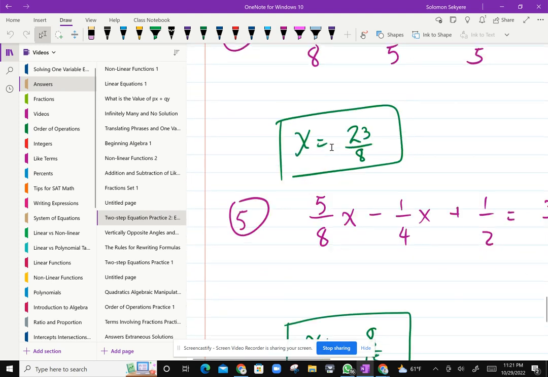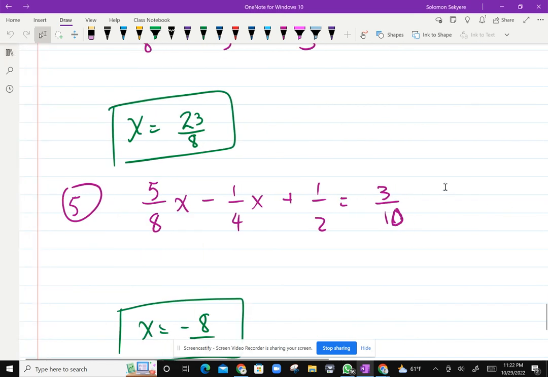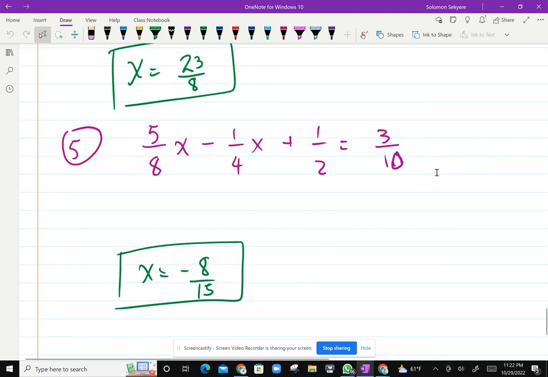And then finally, what do I have? I have 5 over 8x minus a quarter x plus half is equal to 3 over 10. What is x? Did you get x equals negative 8 over 15? Keep on practicing.